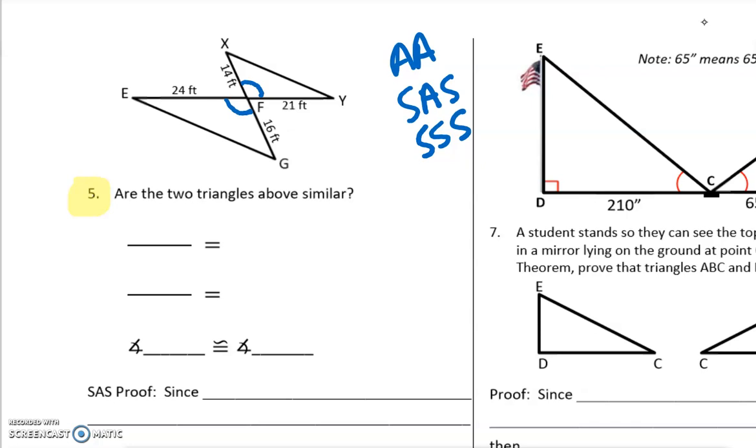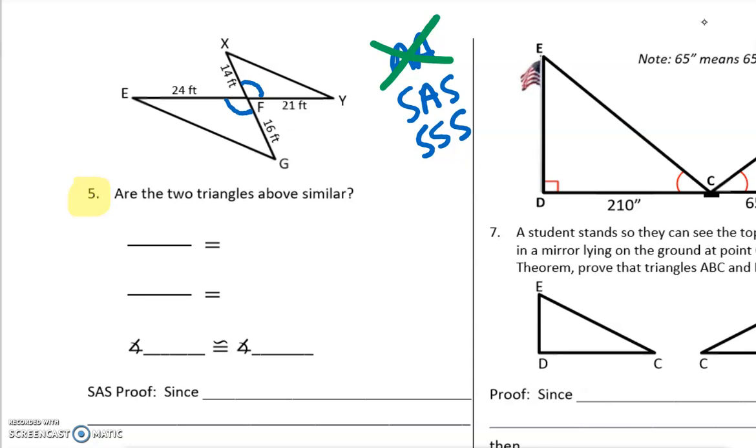And we don't have any other angles that we can say are congruent, and they didn't give us any measurements. So we only have one pair of angles. So therefore, we have to throw out angle, angle. We can't use that because we are going to need two pairs of angles, and we don't have that. We do have one pair of angles here.